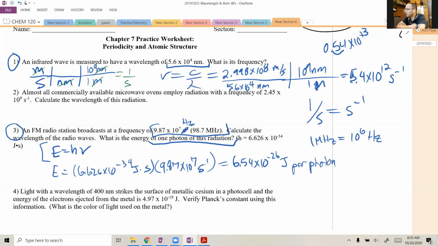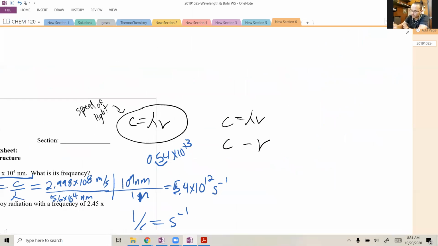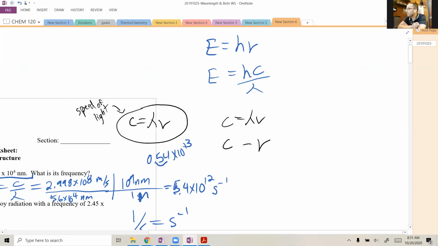Does anyone have any questions on that part? I thought that 9.87 was the frequency. So didn't we need to find the wavelength? When we look at our equation, we have E equals h times frequency. We also have E equals h times the speed of light, divided by our wavelength. So you could use either one. It just depends on which version of the equation you use. In this case, because we were given frequency, we could just use that top one.